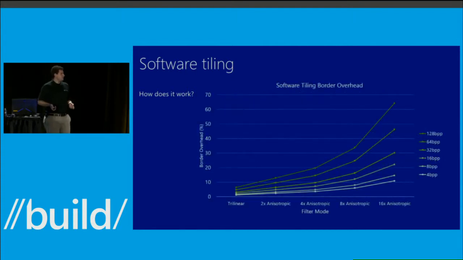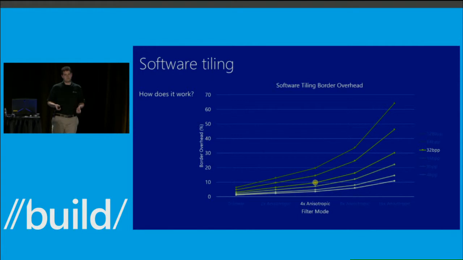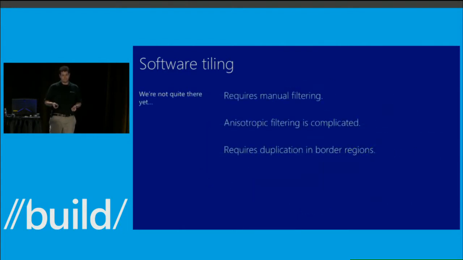Now this graph illustrates this effect. As you can see, with higher bit depth formats and with higher anisotropy, your overhead increases dramatically. Now, just to highlight a particular data point for you, which is a common one in games, 4x anisotropic filtering with a 32 bits per pixel texture format will have approximately 10% or higher border overhead. So, an overview of software tiling is that it does require manual filtering, anisotropic filtering is complicated, and you have to have some extra memory overhead in order to duplicate data in your data texture.